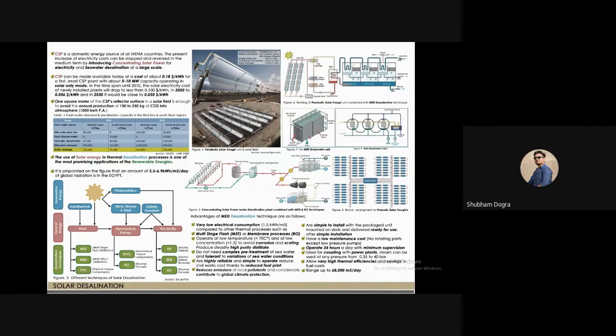So we are focusing on MED, the multi-effect desalination technique, which is one of the most recent and efficient methods. And this is it on the right top. We can see the schematic diagram showing its workability. So these parabolic troughs will use solar energy to produce steam.